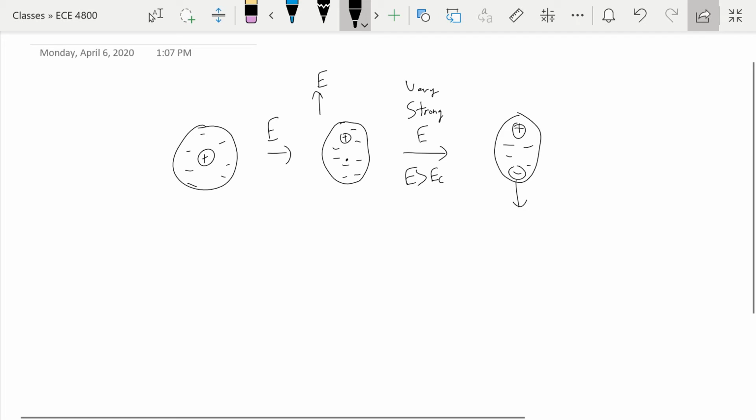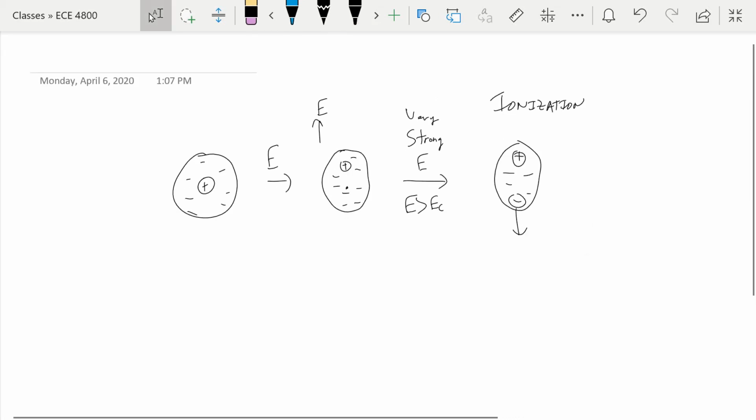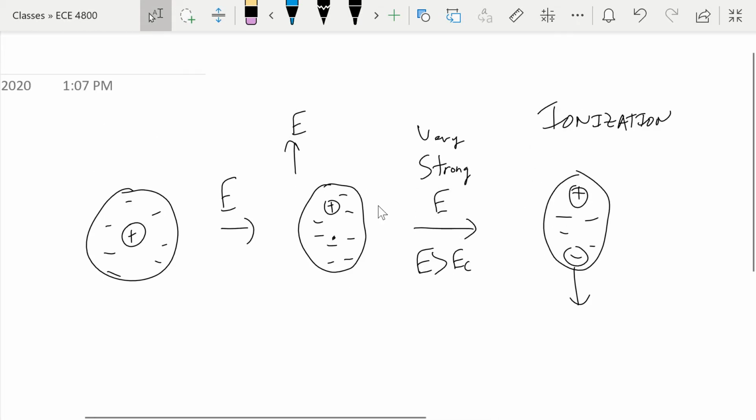In a moderate electric field, you're just moving the center of mass of the electron cloud in a direction. But if you make the electric field really strong, you can actually rip electrons away from the atom. This process is called ionization. Some of you have heard the term corona discharge. Lightning is another example of ionization, where the electrons get ripped away. And when the electrons get ripped away, it creates a plasma-like state of matter, and plasmas tend to be conductive.